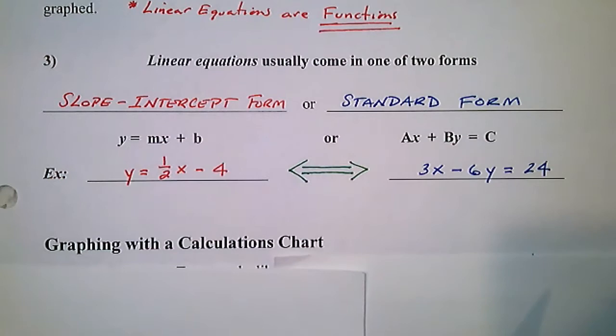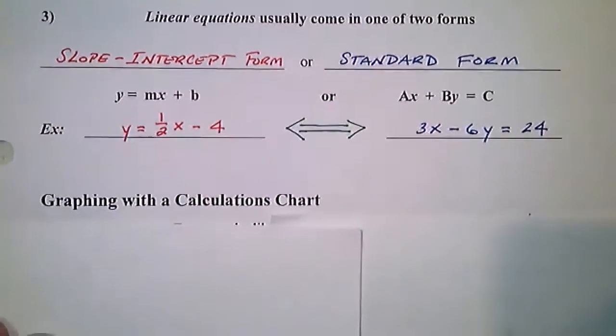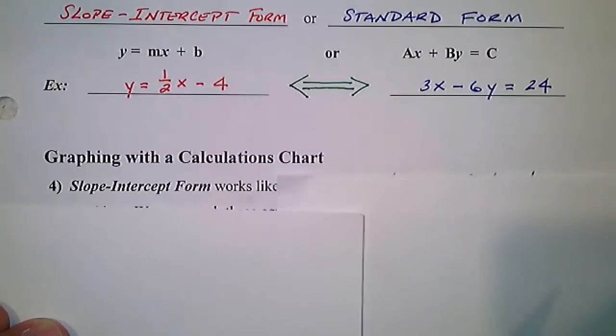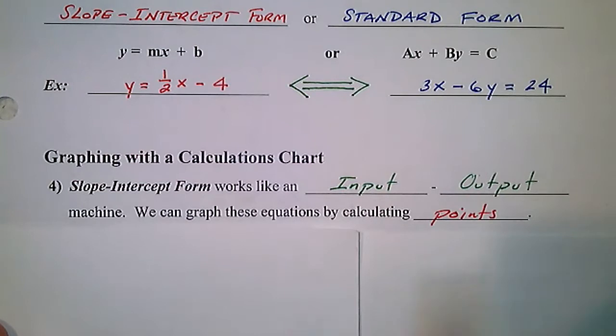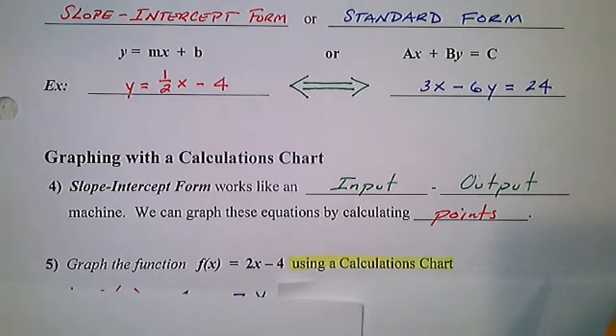So let's review really quickly. Let's graph using a calculations chart. So remember, a slope-intercept form, it's like an input-output where we can graph equations by calculating points. So we want to calculate points or ordered pairs.